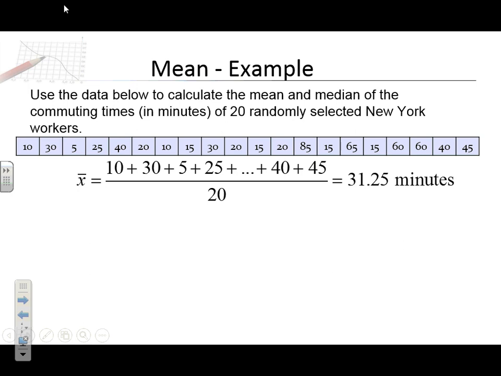Now this time, we already have our information entered, so we don't need to edit our list. Now we want to actually calculate something. So we're going to scroll right to the Calculate tab. And now what you should see is like 1 var stats, 2 var stats, like option 4 is like LinReg ax plus b, stuff like that. Everybody see that screen?